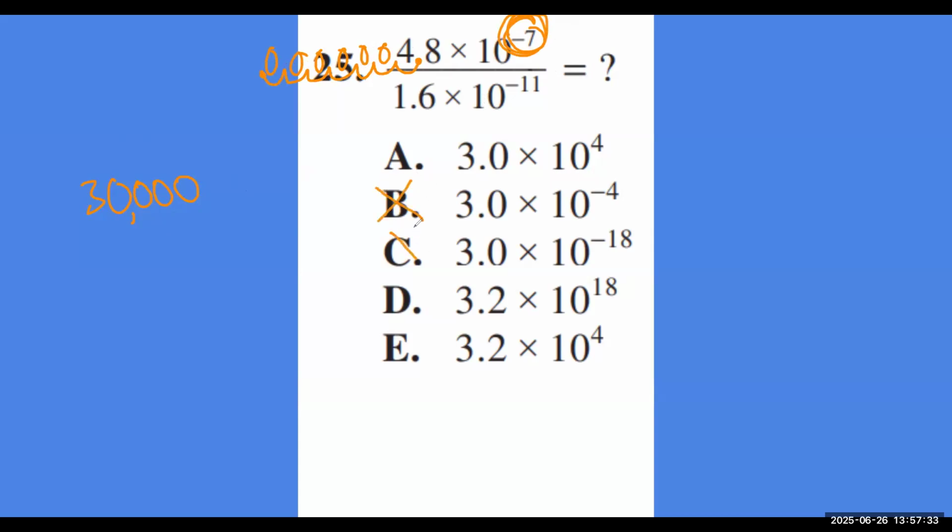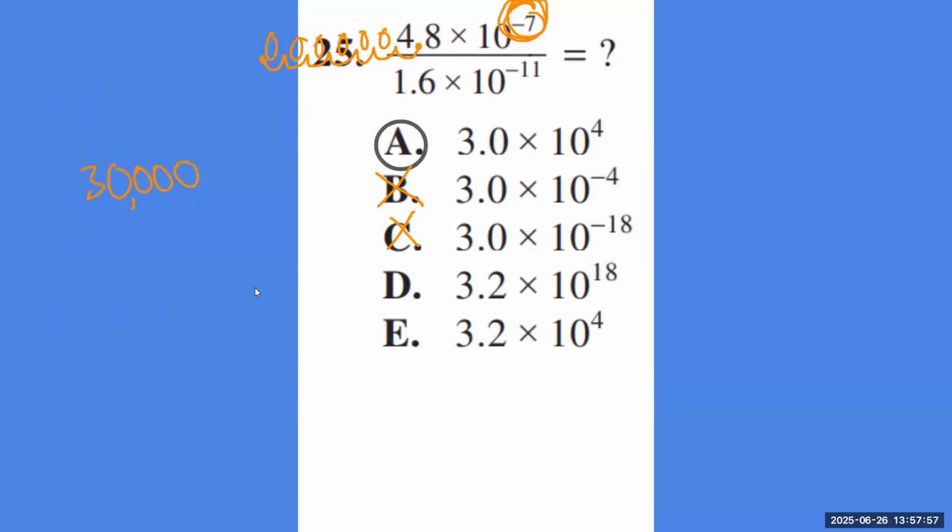So B, C, and D are automatically out because their exponents are negative. Oops, D is not negative. My bad. Because their exponents are negative, they're automatically out of the running. Now, as you can see, 30,000 doesn't have any numbers attached to it. So the 3.2 is actually not helpful to us. And so our correct answer is just A. Hopefully that made sense. If you're not familiar with scientific notation, it is very fun and it is very applicable in your science classes. So please ask your math teacher for further instruction.